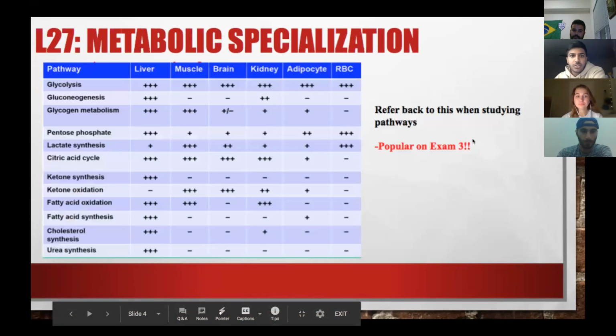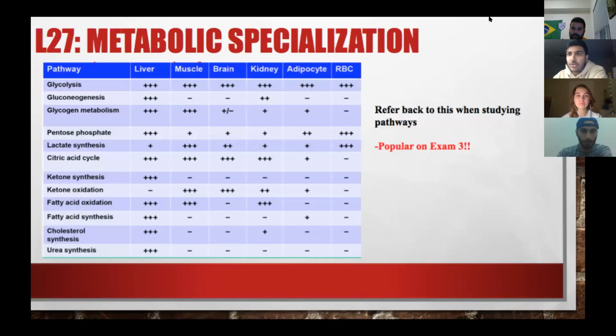And this is also another chart that I showed my students, but something you guys should also look at is the location. The location of these processes is frequently tested. They love asking questions differentiating between where processes occur. Glycolysis occurs in all cells and all organs, but something like gluconeogenesis is typically going to be in the liver. So this is a popular table to refer back to when you guys are studying.